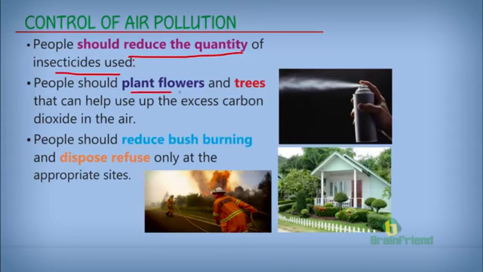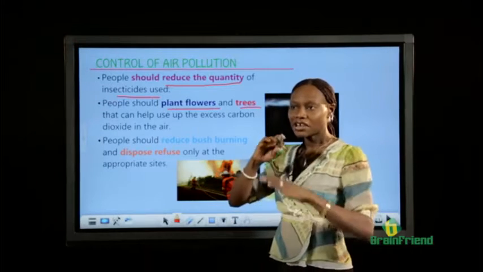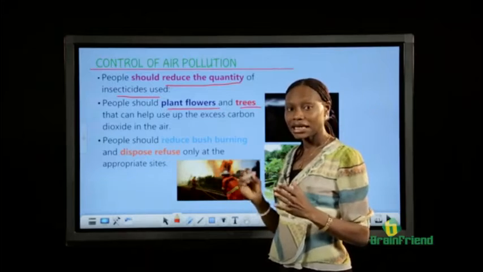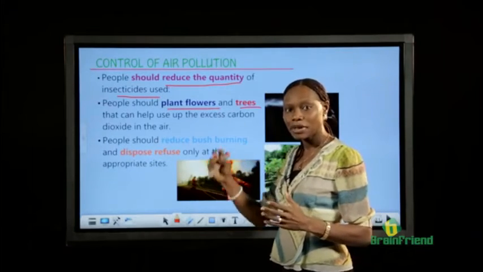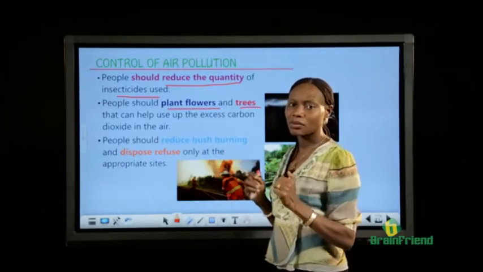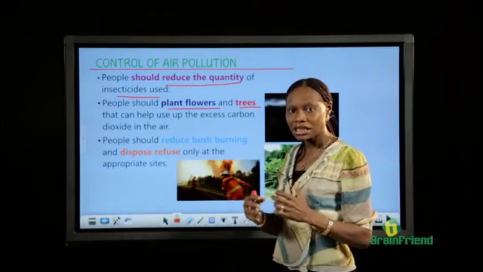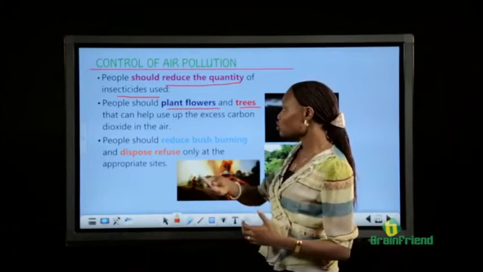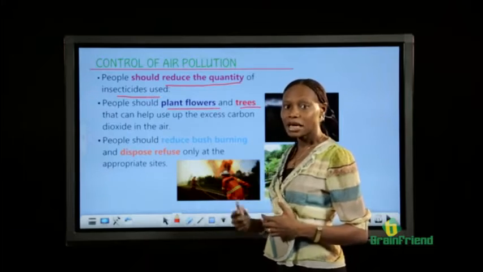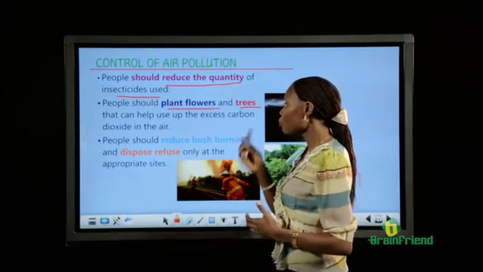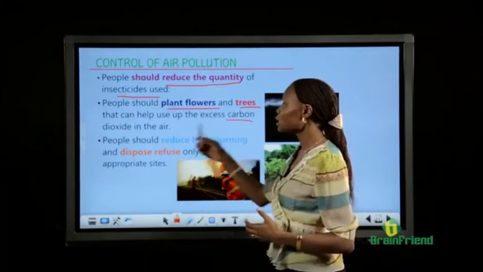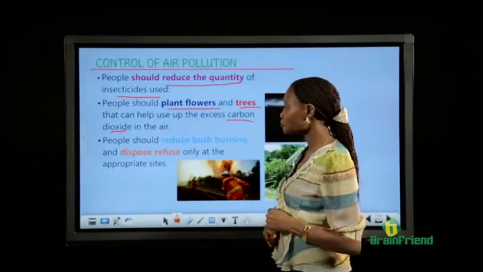We can also plant flowers and trees. Let's know that plants use carbon dioxide when they are making their own food. So if there's so much carbon dioxide in the air, the flowers, the plants, the trees can take up this carbon dioxide and use it and release oxygen that is good for man, thereby keeping the air free from one type of pollutant known as carbon dioxide.